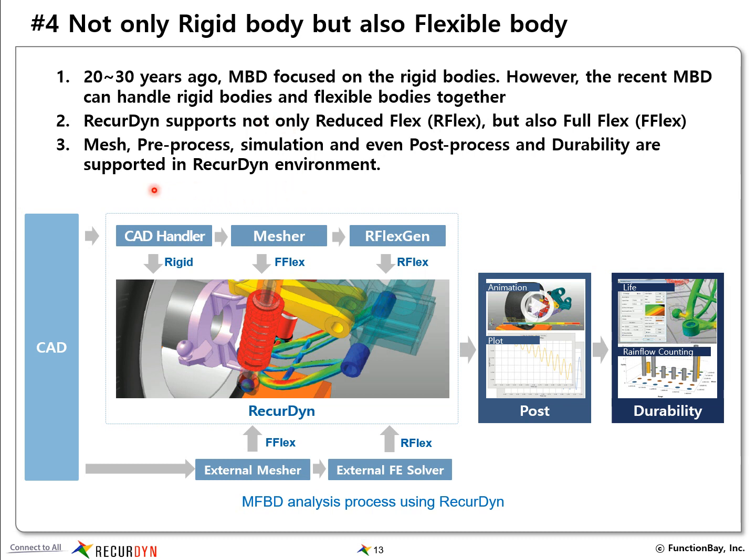In addition, RecurDyn provides the easy UI to convert the body types between rigid and flexible, and it also supports various post-processing and durability. It means users who know how to use RecurDyn can do various tasks with one software, RecurDyn. This shows the MFBD analysis process using RecurDyn. CAD handler for rigid bodies, built-in mesher, RFlexGen. It's a built-in eigensolver for modal analysis. Of course, external mesh or external FE result can be used in RecurDyn.